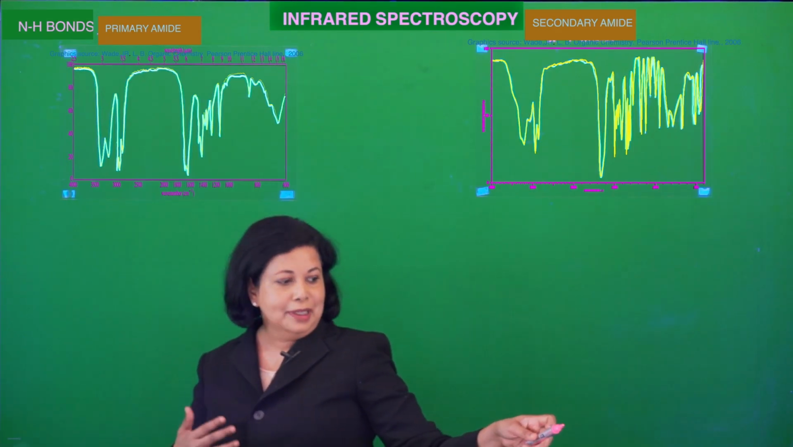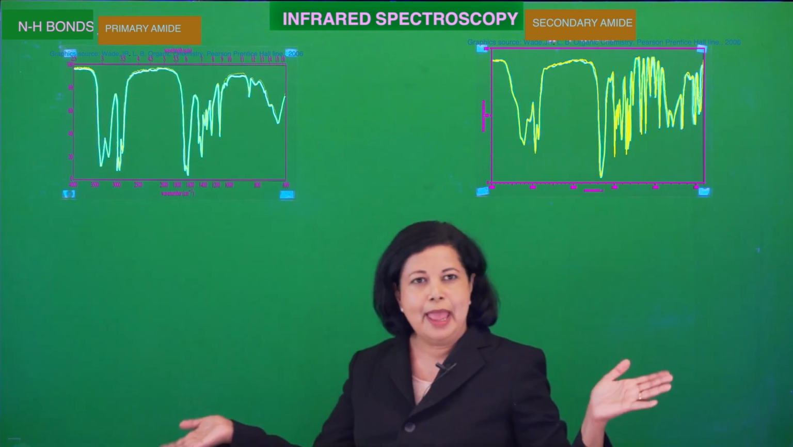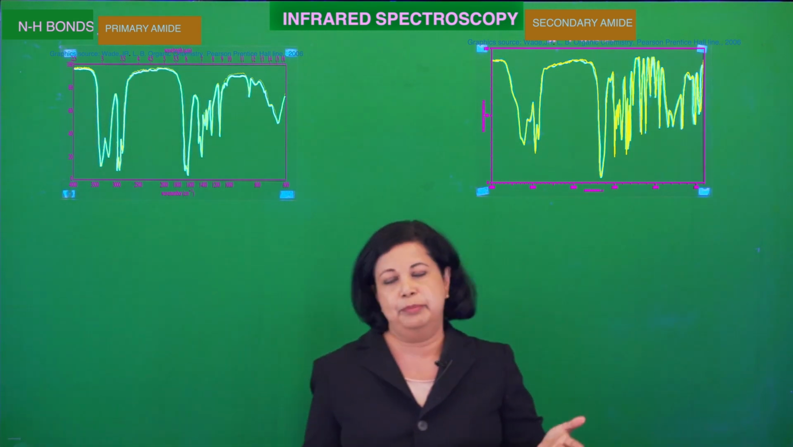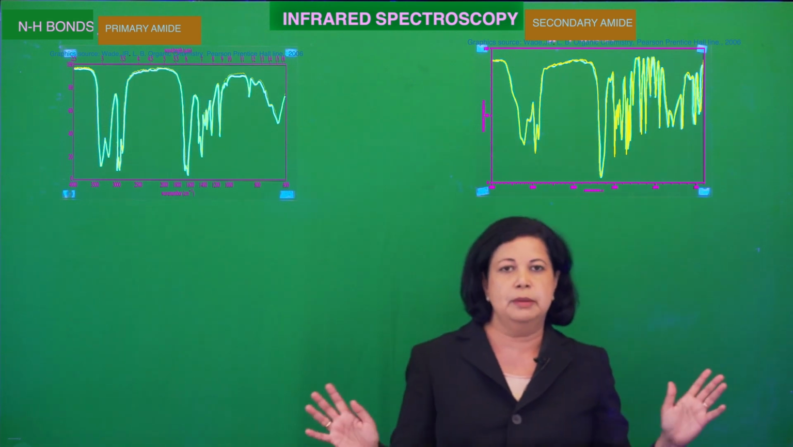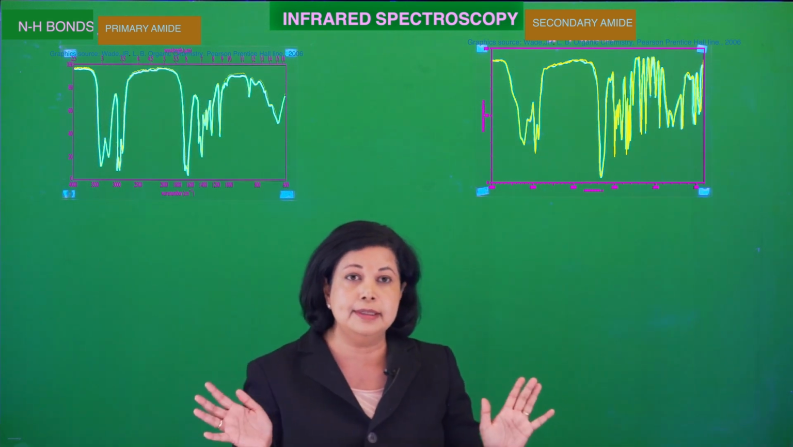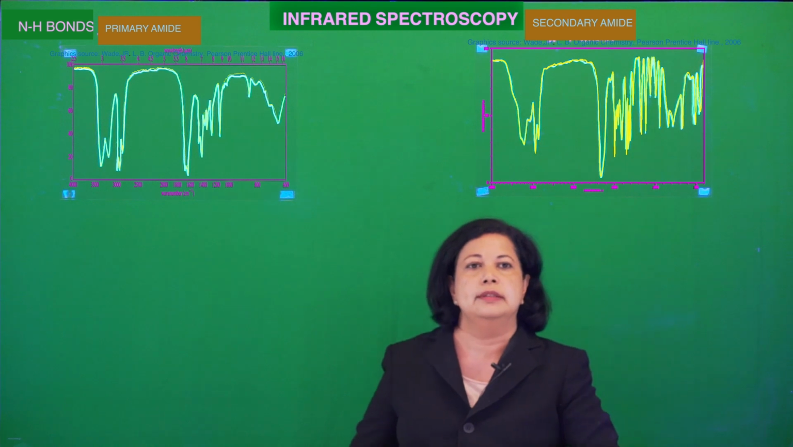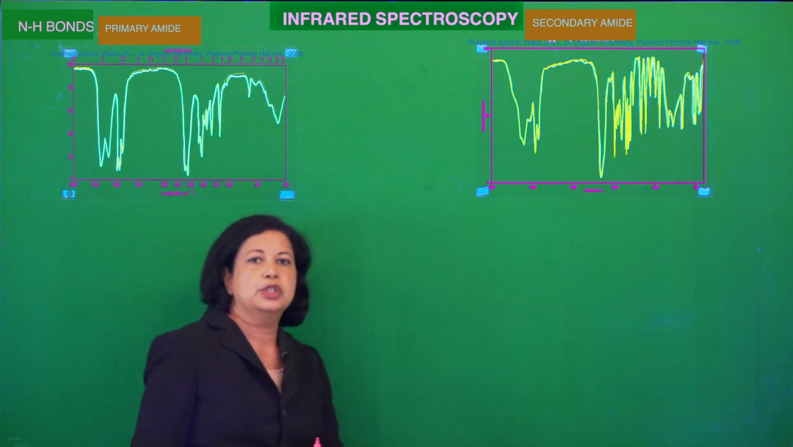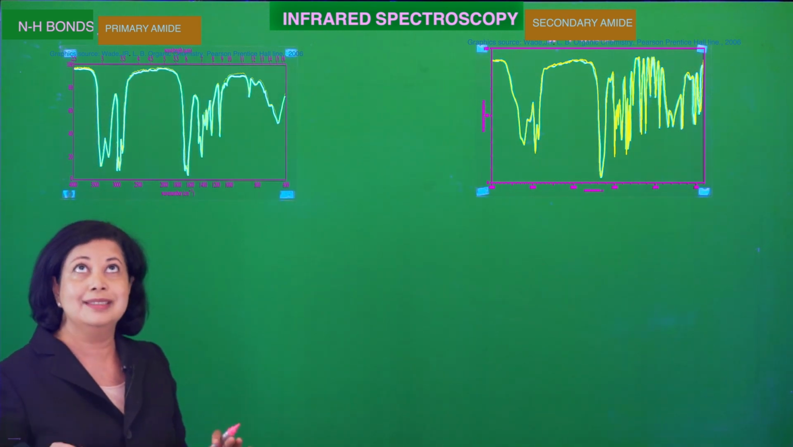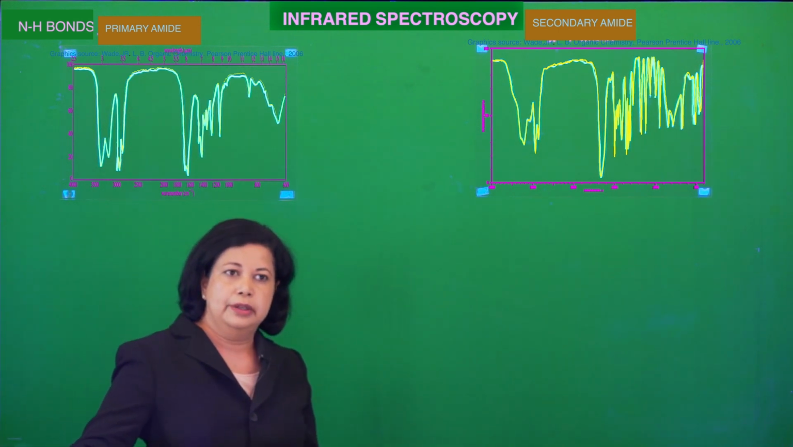Welcome everybody, welcome to Infrared Spectra. We're going to talk about amides today. Amides are a very important functional group because that's pretty much our backbone. All our proteins are amides. So it makes amides a very central functional group for biochemists. So let's look at amides here.